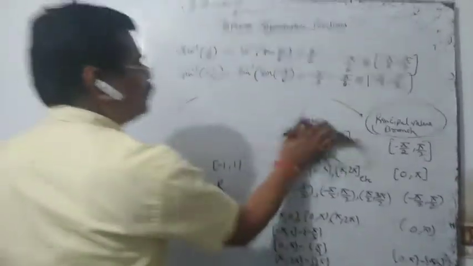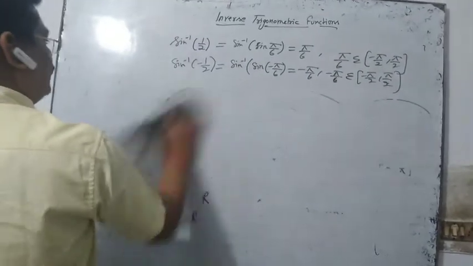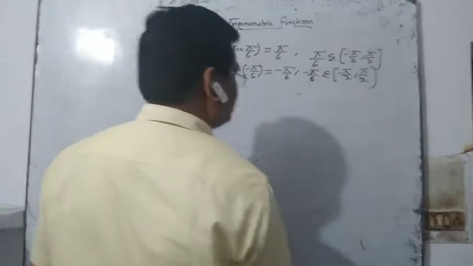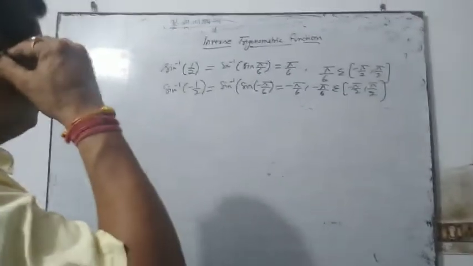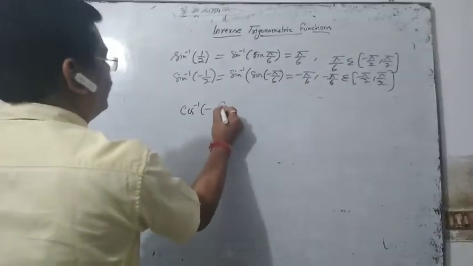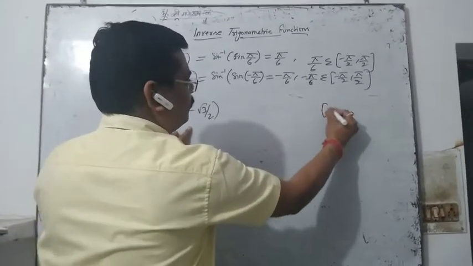Similarly, next one is cos inverse x, tan inverse x, cot inverse x, sec inverse x. You can write the simplest form of this question. Suppose cos inverse minus root 3 by 2. Cos range is 0 to pi.